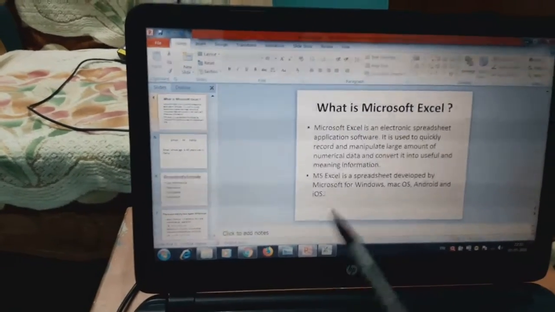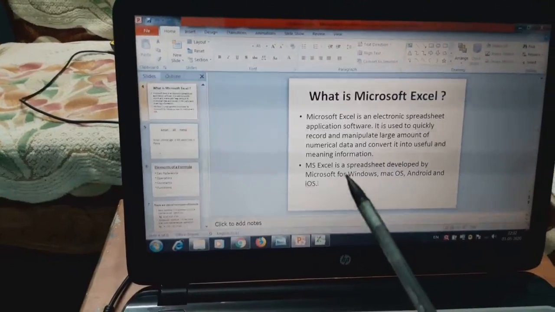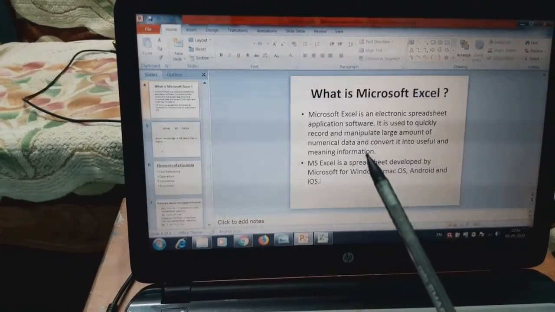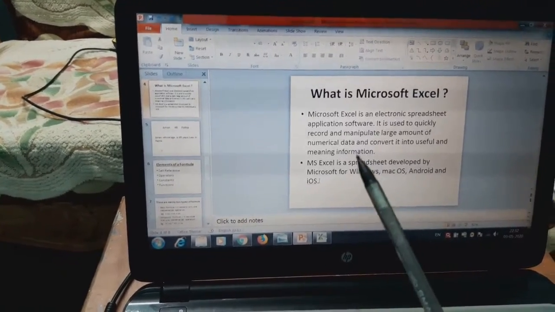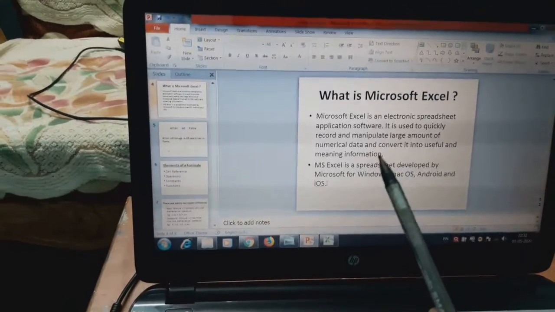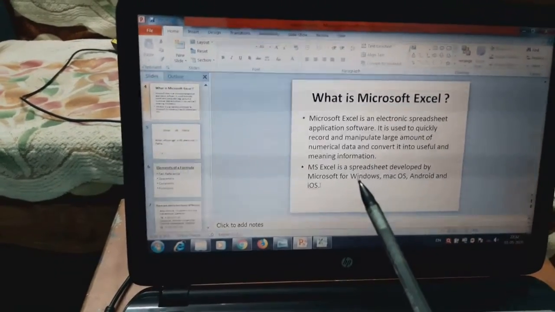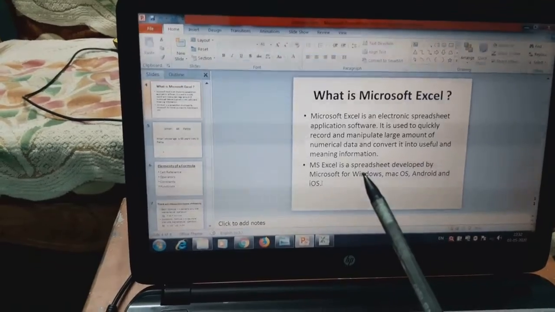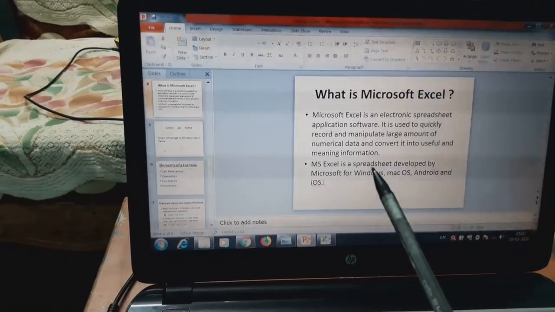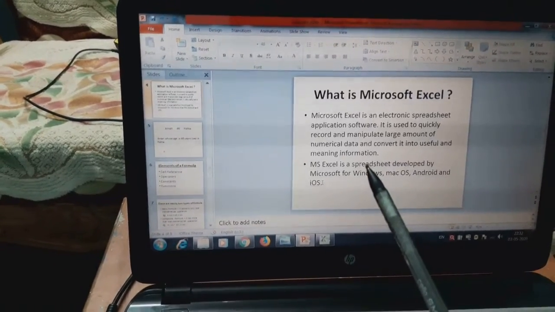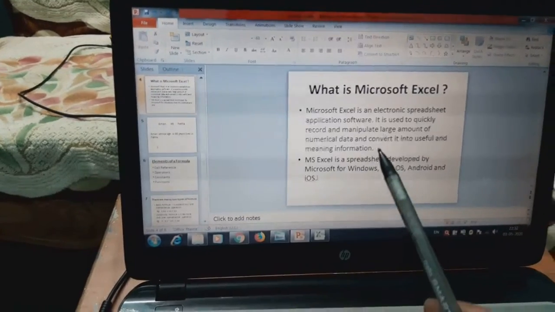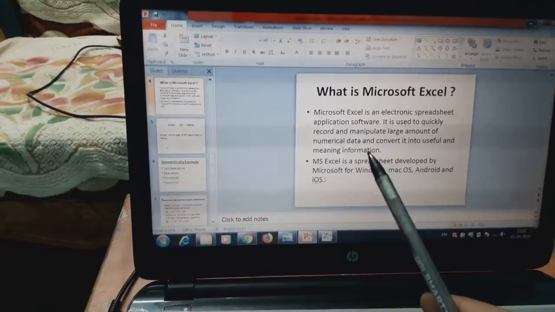Now, another question is what is Microsoft Excel? So, Microsoft Excel is an electronic spreadsheet application software. It is used to quickly record and manipulate large amounts of numerical data and convert it into useful and meaningful information. Now, here are 2 points: data and information.